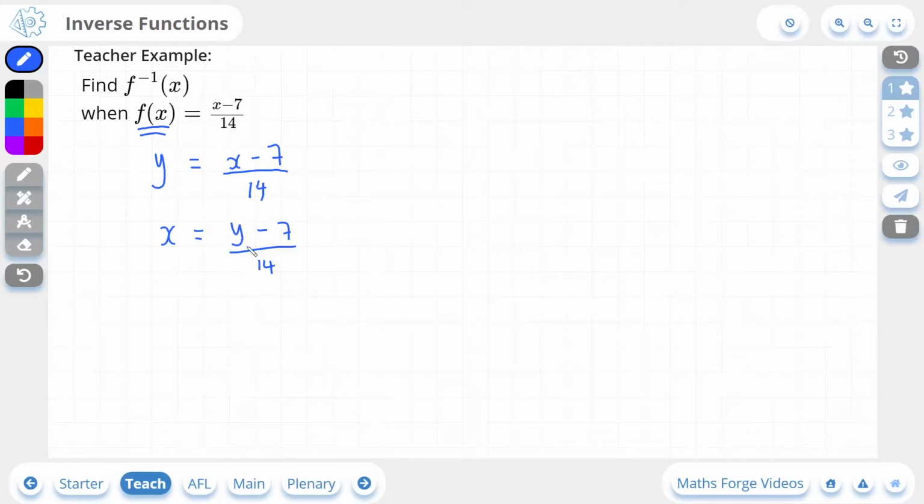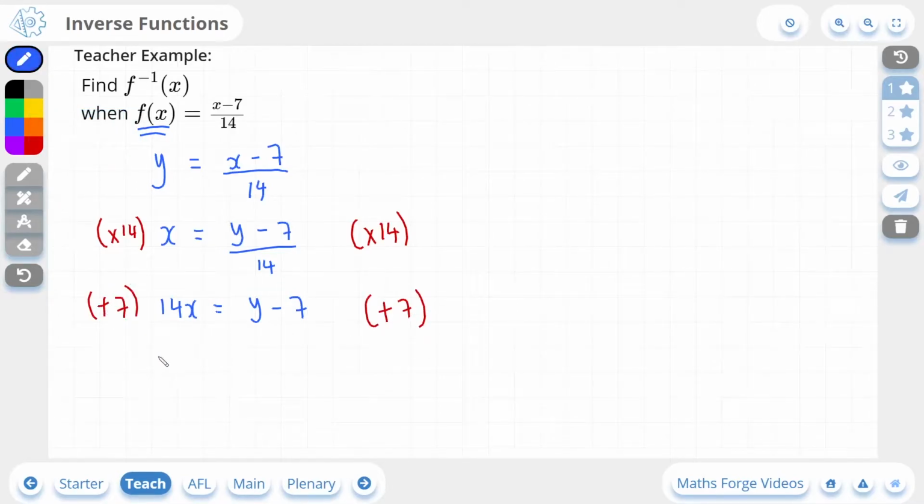Now the final step is to rearrange for y. So once you've swapped your y into x, the next step is to rearrange for y. And we do this as follows. So we're going to times both sides by 14 to get rid of that divided by 14 at the bottom. This is going to give us 14x on the left, and on the right it's going to give us y minus 7. And now to get rid of this minus 7, we're going to add 7 to both sides, and this is going to give us the following. It's going to give us 14x plus 7 on the left, which is equal to y.